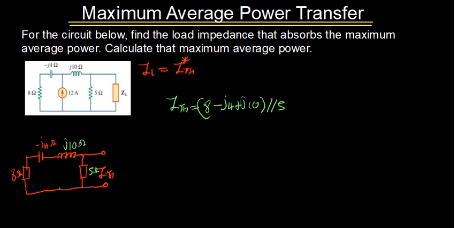So we break this down further. The Thevenin impedance is equal to the 8, then minus j4 plus j10, which gives plus j6. So you have the real part, which is 8, and the imaginary part, which is positive 6. Then this is in parallel with the 5, and we treat it the same way we treat resistors in parallel.